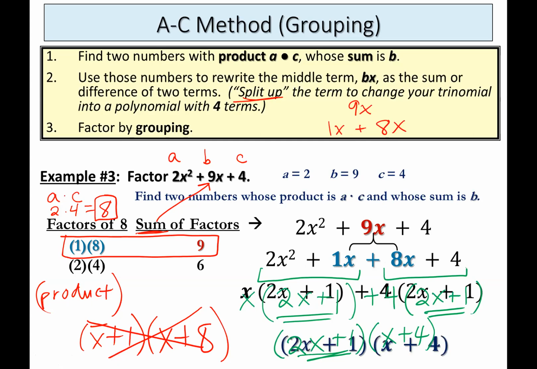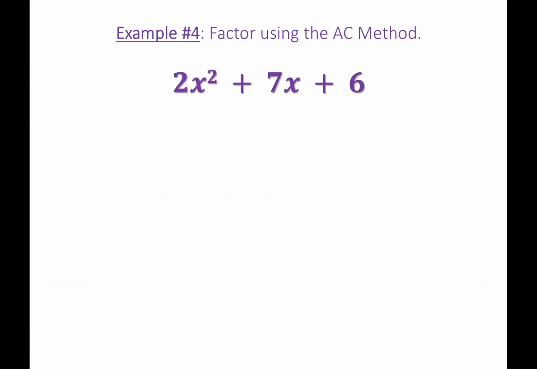Okay, so let's try one on our own or without so much help. Okay, next problem. This is example 4. Factor using the AC method. Okay, so let's see if we can remember those steps. So step 1 said, find two numbers with product A times C, whose sum is B. Okay, so let's do A times C. That would be 2 times 6, which is 12. All right, so this is my product.